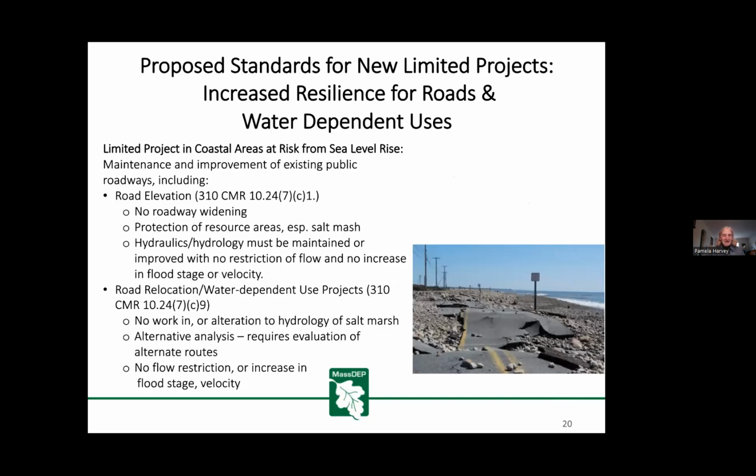There are many areas where roads will need to be elevated, so there's some provision for that, and also for road relocation and reconfiguration of water dependent use projects. Water dependent use projects is a larger category, it's a defined term, and so that will apply to more projects. Have a look at those. Those were things that were coming up fairly frequently for municipal vulnerability planning as projects that were good candidates for limited project status. Next slide.